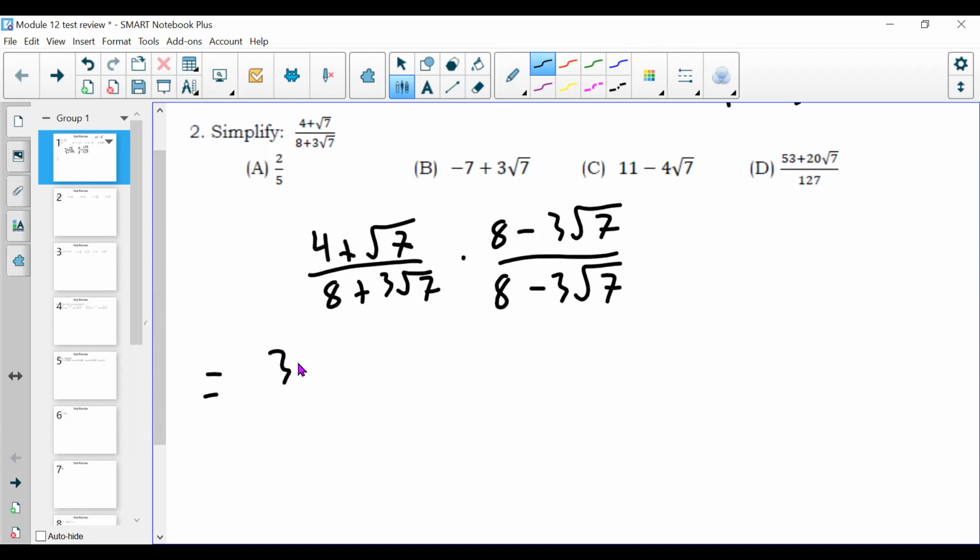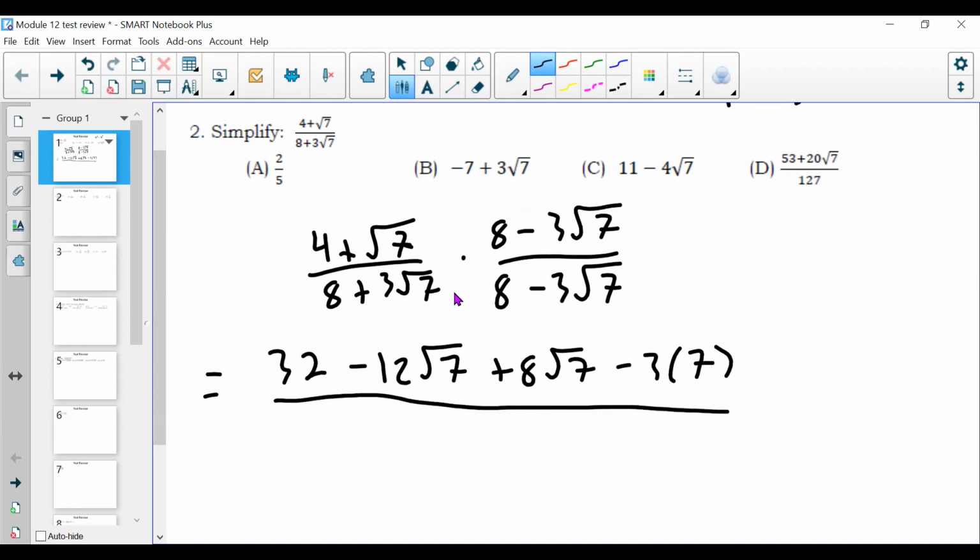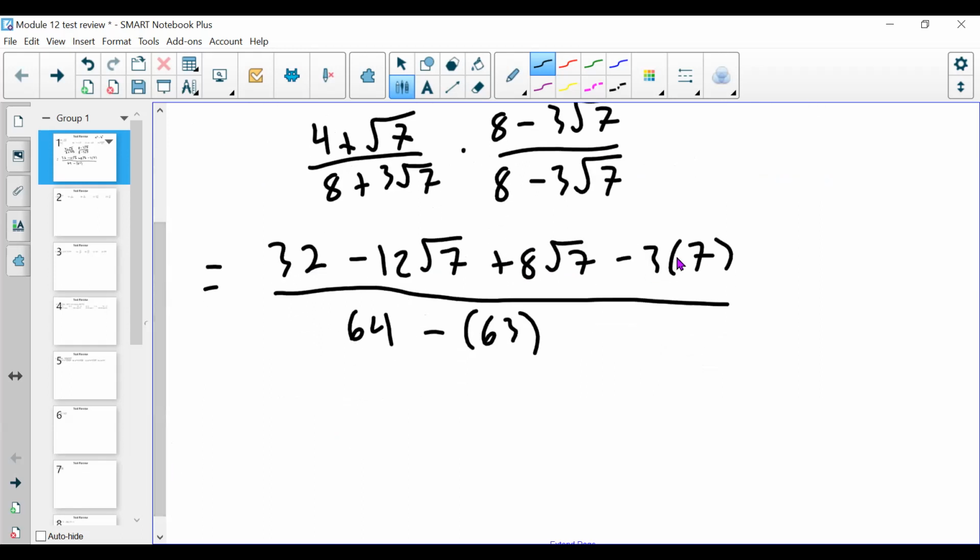We get 4 times 8, that's 32. 4 times negative 3 root 7 is negative 12 root 7. Root 7 times 8 is a positive 8 root 7. Root 7 times negative 3 root 7 is going to give you negative 3 times 7, since root 7 times root 7 is 7. And on the bottom, it goes into the form a squared minus b squared. So 64 minus 3 root 7 times 3 root 7, which will be 9 times 7, which is 63. So when I simplify this down, this negative 21 combines with 32. That's going to give me 11.